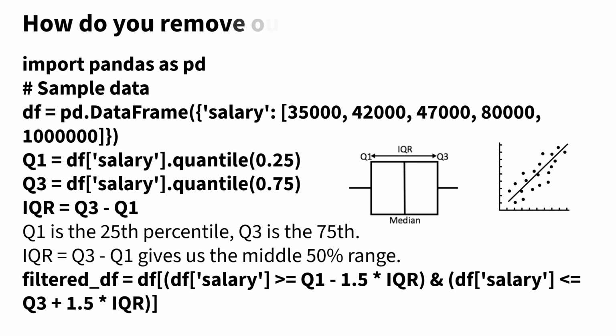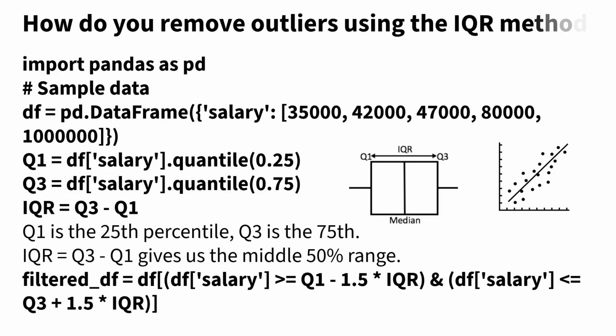How do you remove outliers using the interquartile range method? Outliers are like plot twists. They may be exciting, but too many will ruin the story. Here we are suspecting that 1 million is an outlier. Quartile 1 is the 25th percentile and quartile 3 is the 75th.